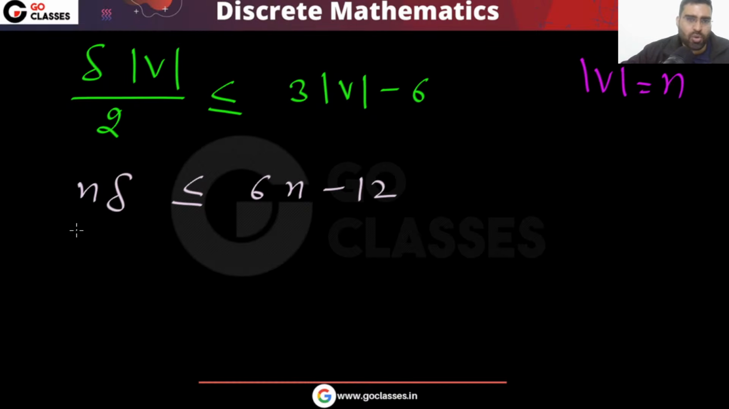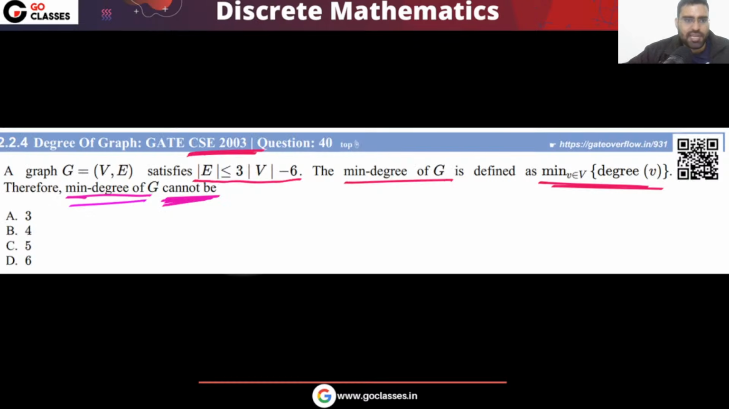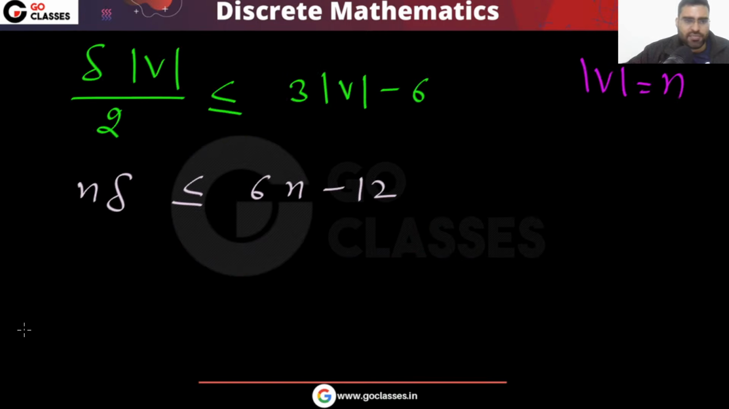Now some options are already given to you. Tell me a simple question. Can this delta be 6? Like the question is saying the minimum degree cannot be something. Tell me, can it be 6? Let's try with 6. The question is very simple: can it be 6? If I put delta equal to 6, then what will happen?